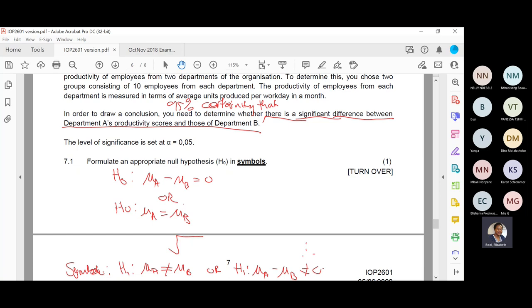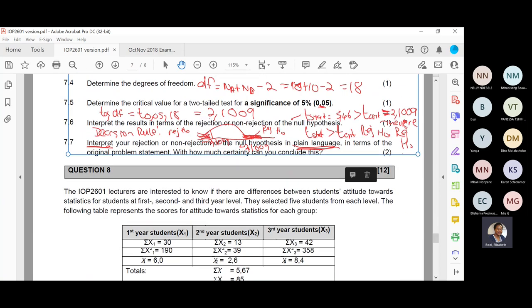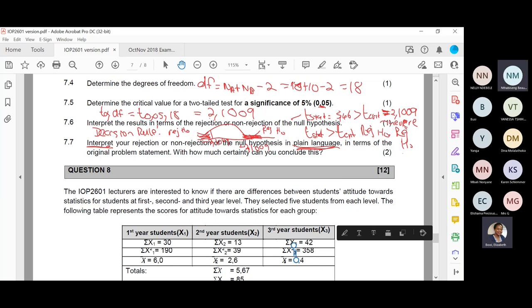And that is if you are rejecting the null hypothesis. If we are not rejecting the null hypothesis, the statement would have looked different. You would have said with 95% certainty, there is no significant difference. And that is what you would have said if we were not rejecting the null hypothesis. Okay, that is 7.7. Any questions before we move on to the other statement? Questions? Okay, so now let's move on to ANOVA.